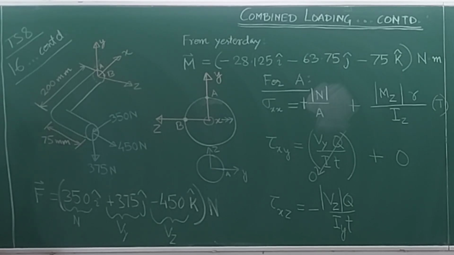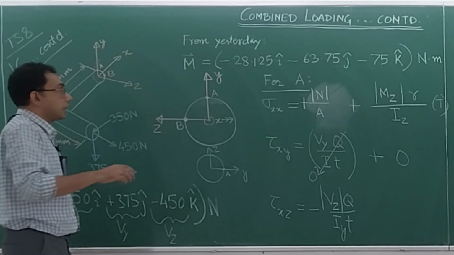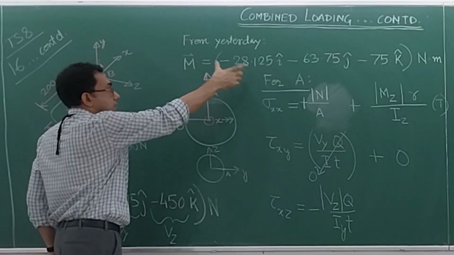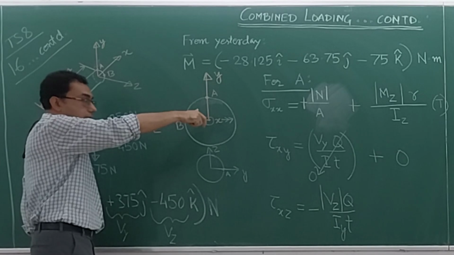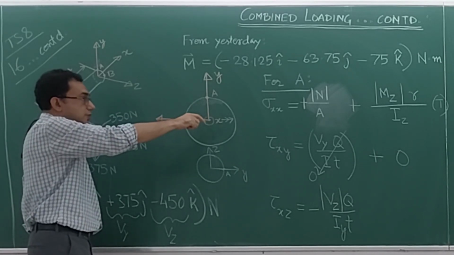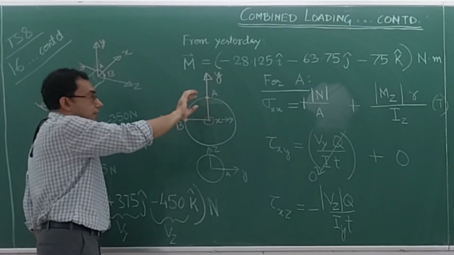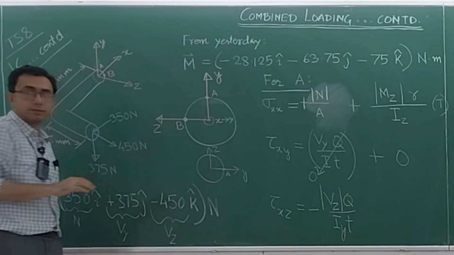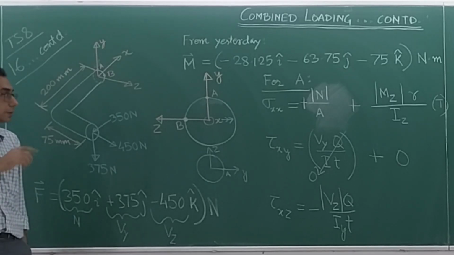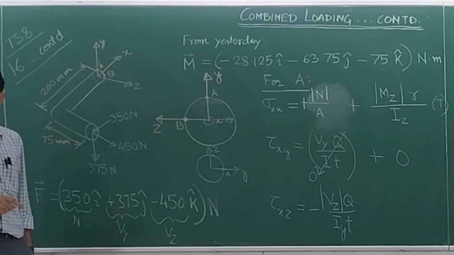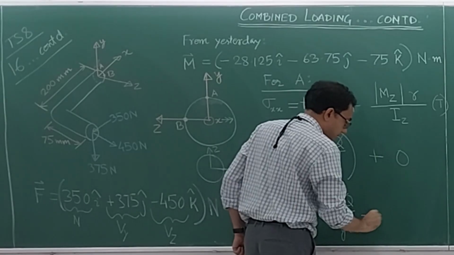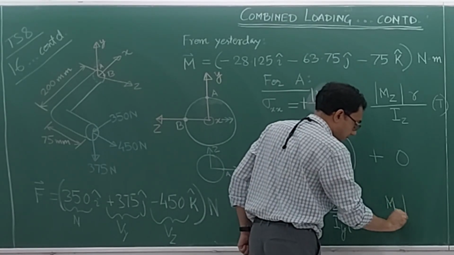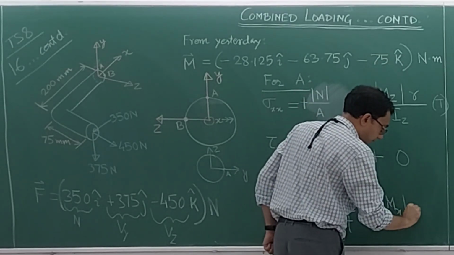Next, the Tr by J contribution. Again to reiterate, our Mx is minus 28.125. So it is like this, rotating in a clockwise sense. In a clockwise sense means at the point A, the sense will be in the rightward sense. The Tr by J shear stress will be in the rightward sense. Rightward sense means what? Negative z direction, which means that it will be minus modulus of Mx r by J.